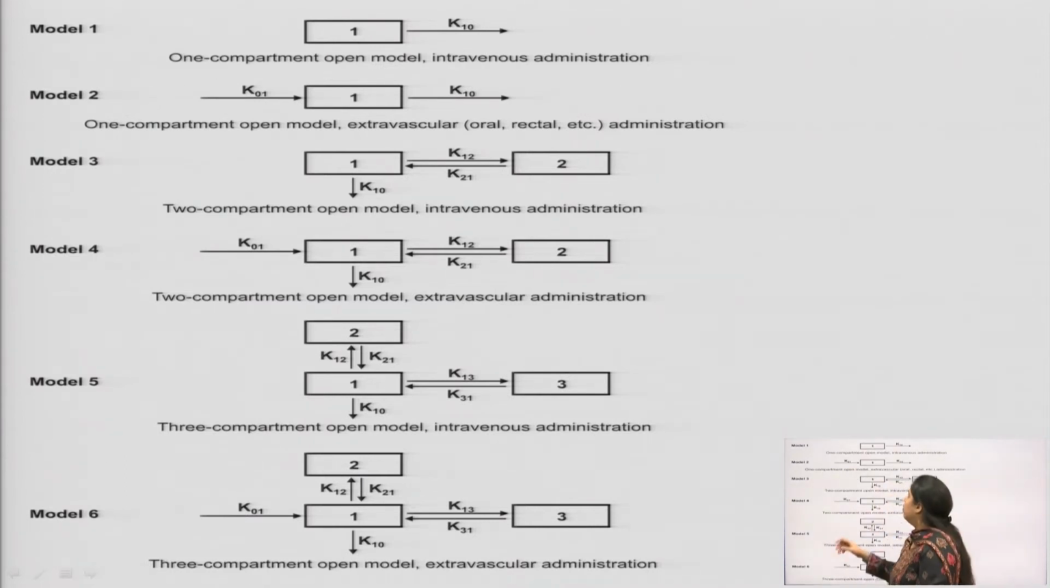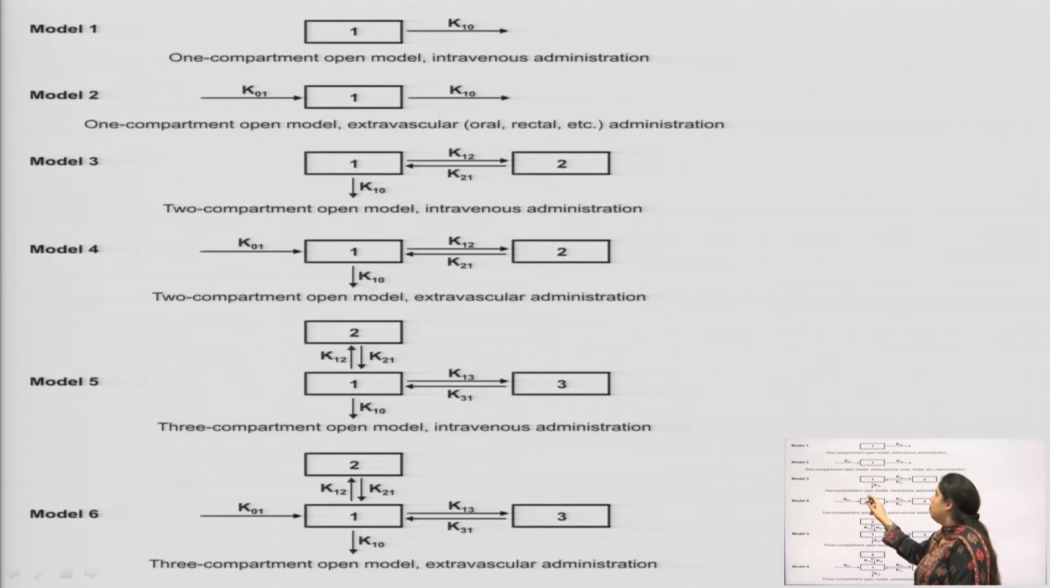In this figure you see model 1, the one compartment open model, intravenous administration. Intravenous administration we will cover in the upcoming sessions. You see only one compartment, and the drug is moving out to be eliminated. In model 2, the one compartment open model, extravascular, oral, rectal, etc. administration. When we give the drug through IV administration, we consider the body as a single open compartment, and the drug is uniformly distributed all over the body, because the compartment we are considering is the blood compartment, circulating throughout the body. Model 2 is for extravascular regions or tissues, like oral and rectal administration. In that case we consider model number 2, the one compartment open model.